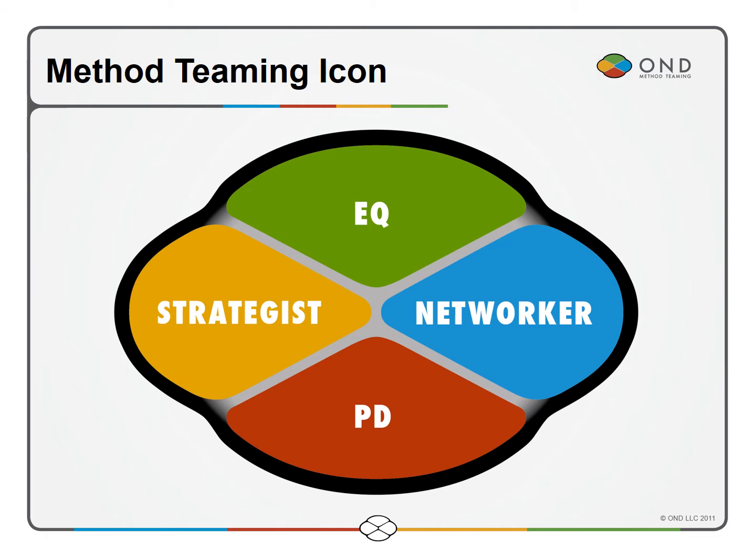These are also the 4 primary intellects that we identify in method teaming, and every human being has a primary intellect. Now, some people have a secondary intellect that's almost as strong as their primary, and some people's secondary intellect is distant from the primary. Having it one way or the other is not better or worse, it simply is.